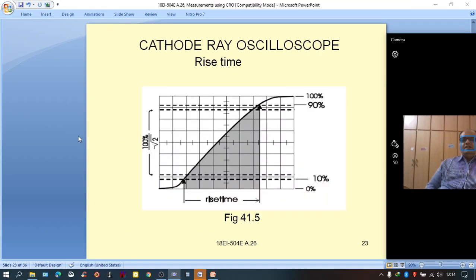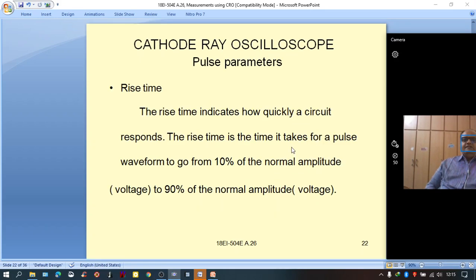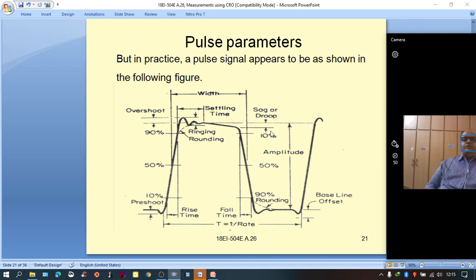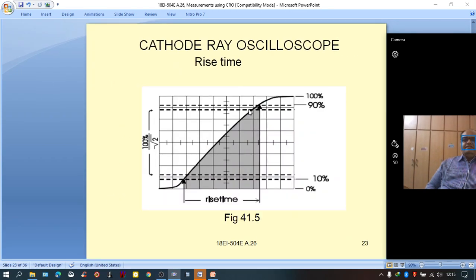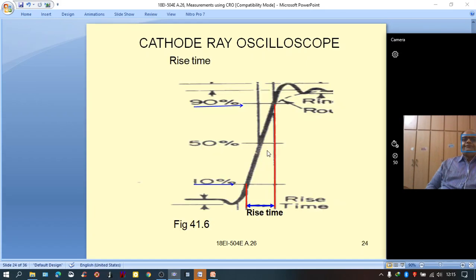The one which we have already seen is a little more elaborated on the graticule. Here it is not on the graticule. So on the graticule, how does it appear? It appears like this. Depending upon the number of graticules and depending upon the time per division scale, we have to check the rise time. Here this is the rise time, moving from 10% to 90%, just like this, from here to here.